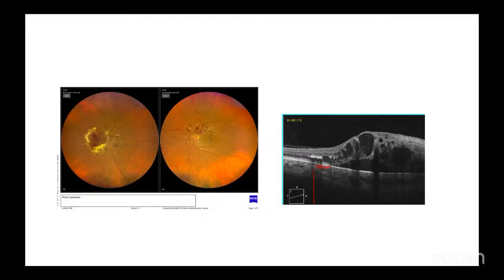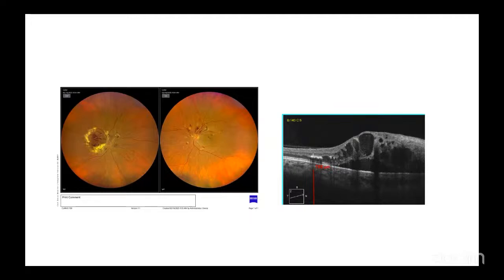Sorry, I haven't commented on the macula. The macula looks somewhat elevated, grayish in color, denoting the presence of edema. This can be confirmed by OCT. We have an OCT picture. We have cystic-like spaces in the inner retina. There is also pigment epithelial detachment. That's it. Thank you.